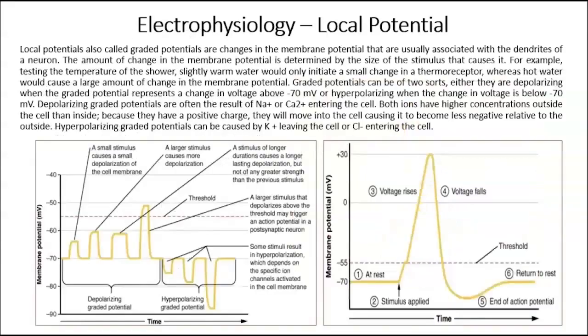Now we have local potentials. Local potentials start, but they don't reach the trigger zone. Therefore, those are weak stimuli. They can be excitatory or inhibitory, but they do not trigger an action potential.